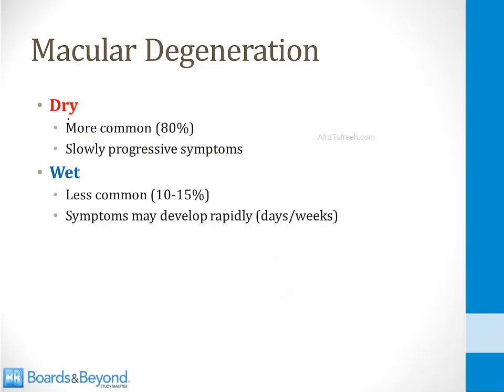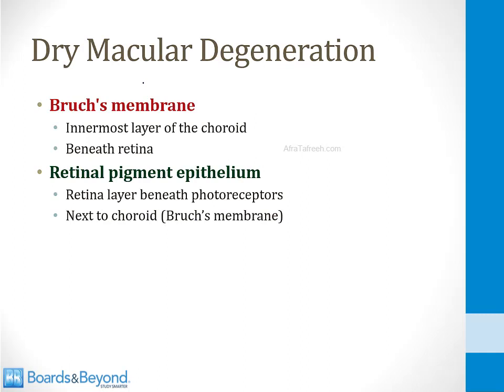There are two types of macular degeneration. The first type is called dry macular degeneration. This is more common. It's responsible for about 80% of cases, and the symptoms of dry macular degeneration are generally slowly progressive. The less common type is wet macular degeneration, and this can develop rapidly with symptoms that occur over days or weeks. In order to understand dry macular degeneration, we have to talk about two important structures in the eye. The first one is called Bruch's membrane. This is a part of the choroid, and it is the innermost layer of the choroid sitting beneath the retina.